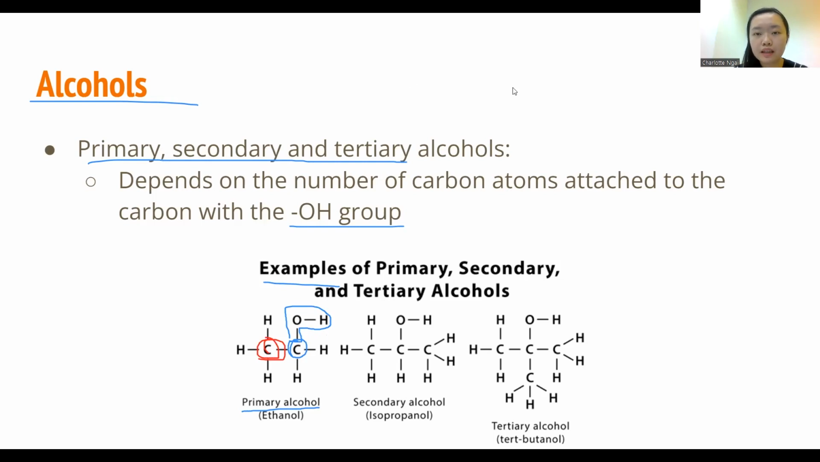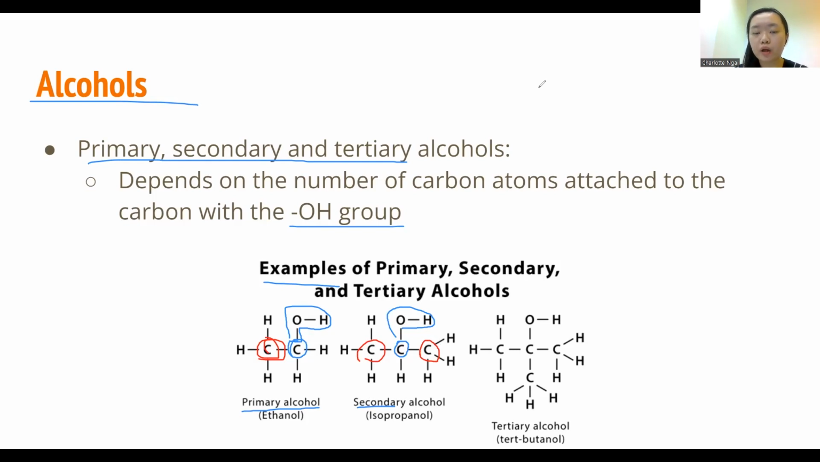And if we look at the second example, the reason this is a secondary is because if you look at the carbon right here, it is attached to the OH group, and there are two more carbons on the left and the right. So because there are two carbons attached to the carbon with the OH group, this is a secondary alcohol.